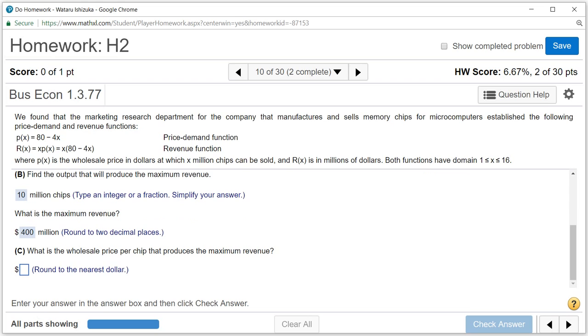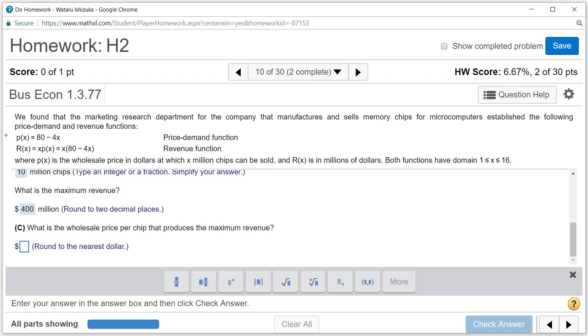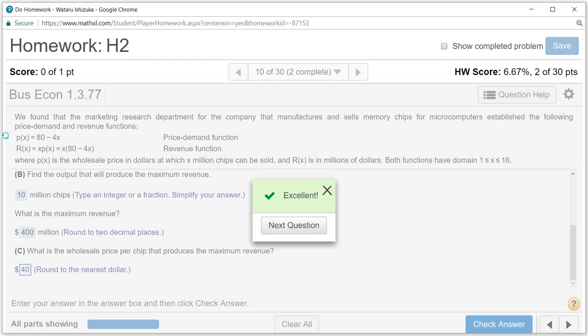All right, and part C, what is the wholesale price per chip that produces the maximum revenue? Here, the price function is given. We know that when x equals 10, we have the maximum revenue. So you have 80 minus 4 times 10, so it's 40. So the answer is 40. Let's check the answer. We got that.